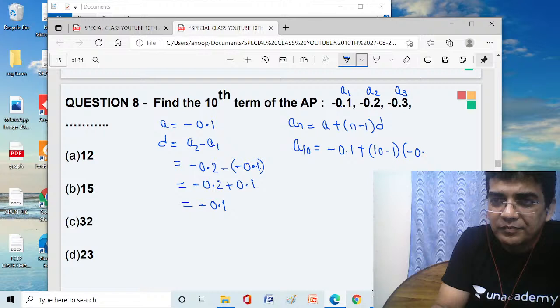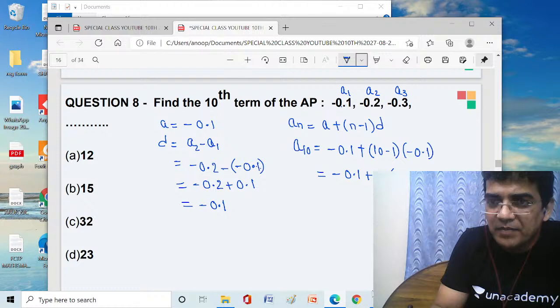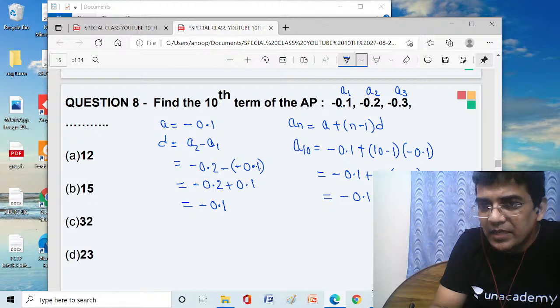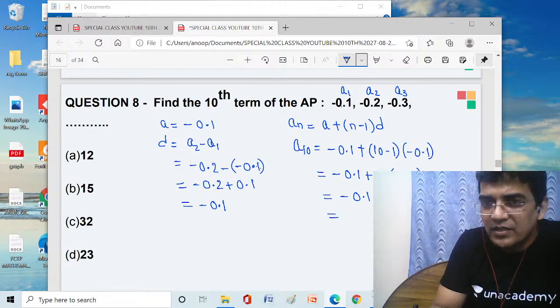So here this will be minus 0.1 plus, within the bracket I will get 9, 10 minus 1 is 9, multiplied by minus 0.1. Now when I open the bracket, it is minus 0.1, and when you multiply these two, it will become minus 0.9. Now minus 0.1 and minus 0.9 will make it minus 1. So we have got the answer as minus 1 here.